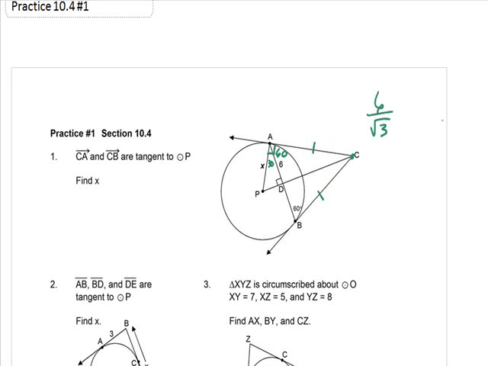So let's figure this out. 6 divided by the root of 3 would be what? We have 6 root 3 over 3, which would be 2 root 3. Now, x is the hypotenuse, right? What do you do to the short side to get the hypotenuse? You double it. So x is just 4 root 3. Nice. Isn't it great that we know chapter 9?